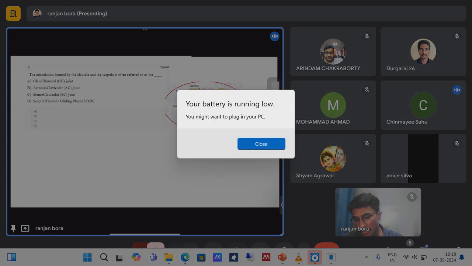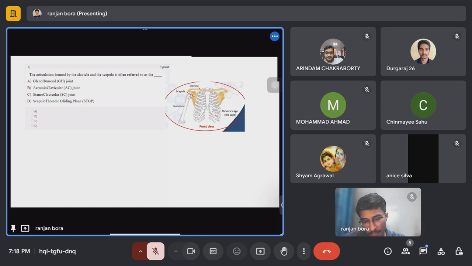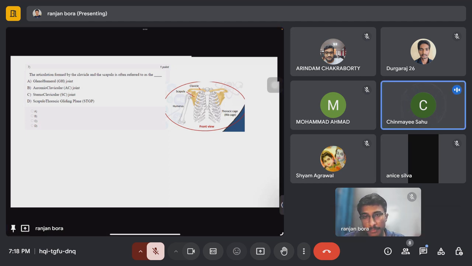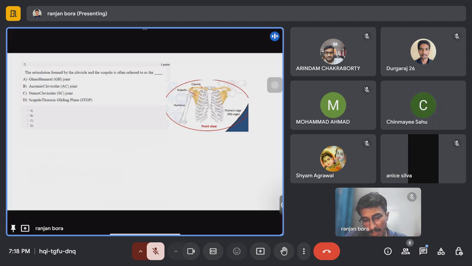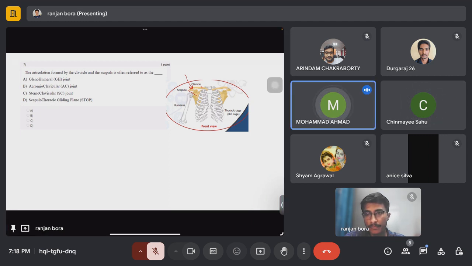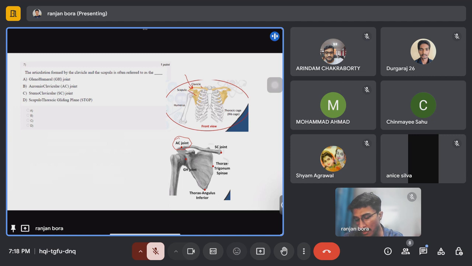The articulation formed by the clavicle and the scapula is often referred to as which articulation? It is talking about this articulation at this point. So at this point, what is this joint known as? This is the acromioclavicular joint.